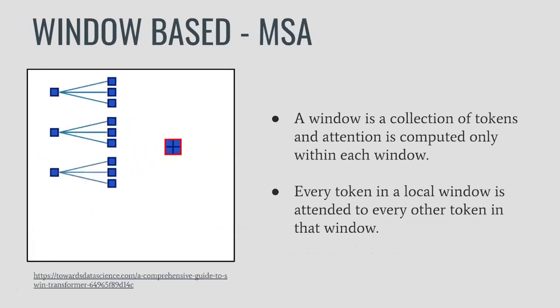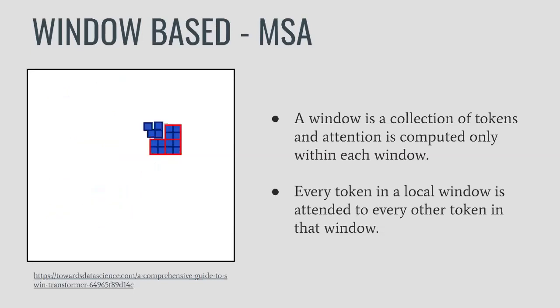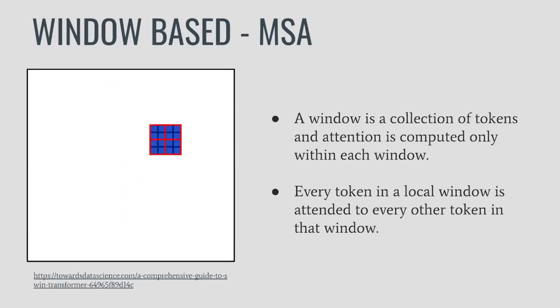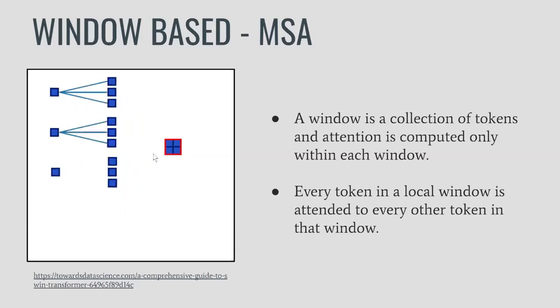Here, every token in a local window is attended to every other token in that window. Okay, let's make it simple. So, what is basically a window? A window is nothing but simply a collection of tokens, and computation is happening only within each window. Now, this is a token. This is a window. This is a window. So this patch was divided into four windows.